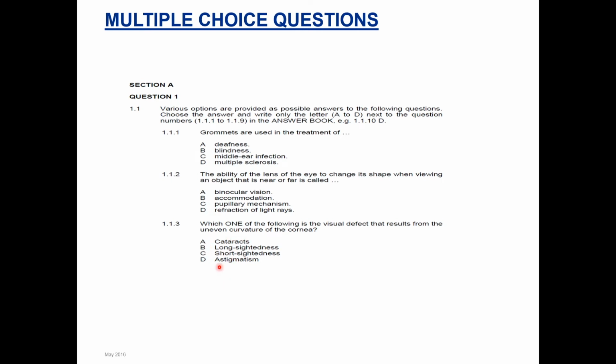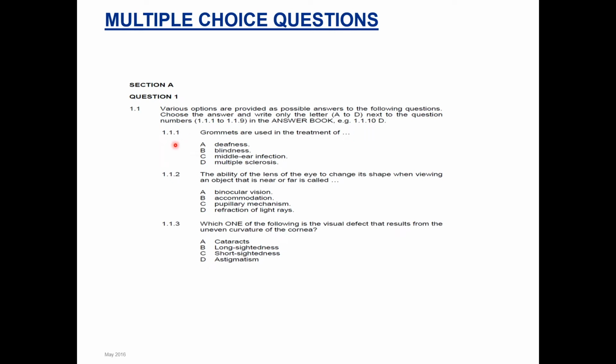Multiple choice questions. Let's look at the instructions first. Various options are provided as possible answers to the following questions. Choose the answer and write only the letter A to D next to the question numbers 1.1.1 to 1.1.9 in the answer booklet, and here they give you an example.